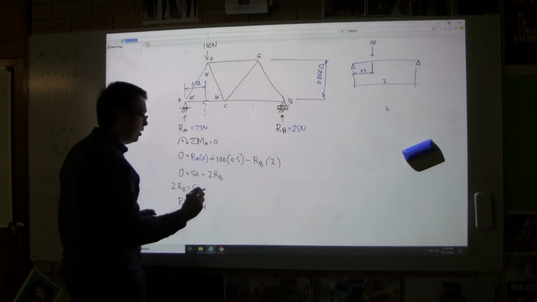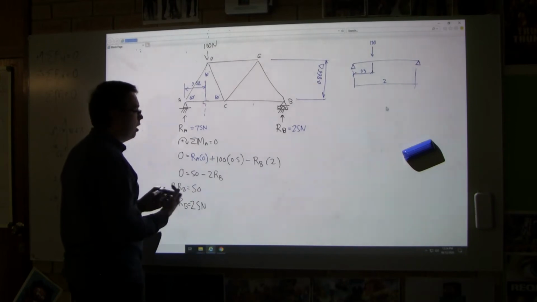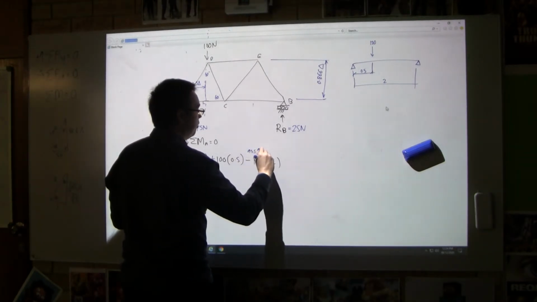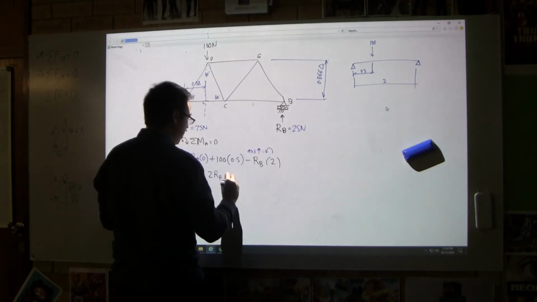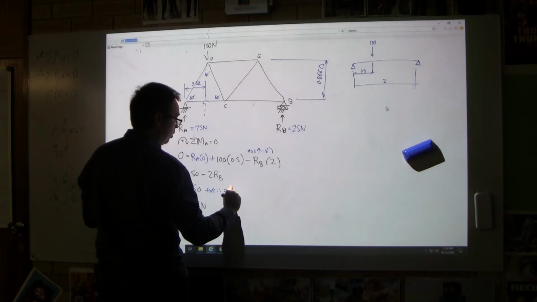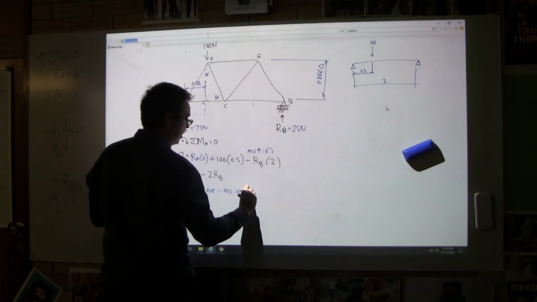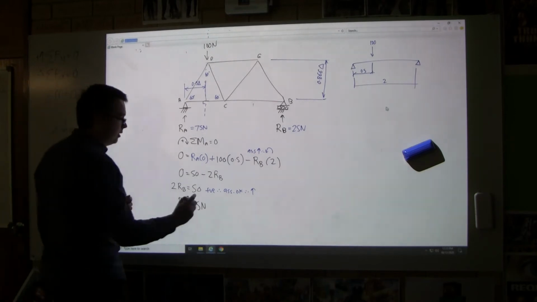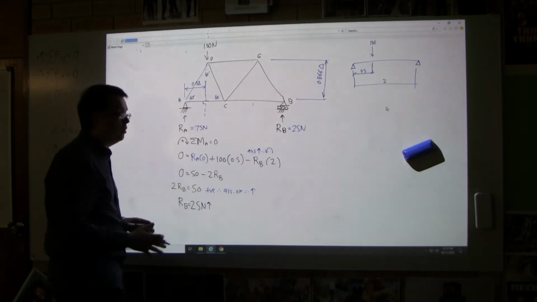My answer was positive. So I made an assumption. I assumed that it was going up, therefore it's going anti-clockwise. My assumption, so it's positive, therefore my assumption was okay, therefore it's up. Again, you don't need to write any of the stuff that's in blue. And so it was 25 kilonewtons up.